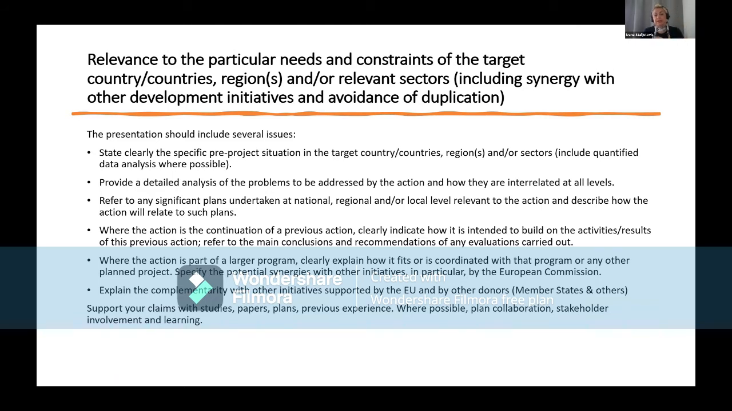You should also explain the complementarity with other initiatives which are supported by the European Union and by other donors like member states and others. You should support your claims with studies, papers, plans, previous experience, but of course not as additional documentation, but within this section of the concept note.